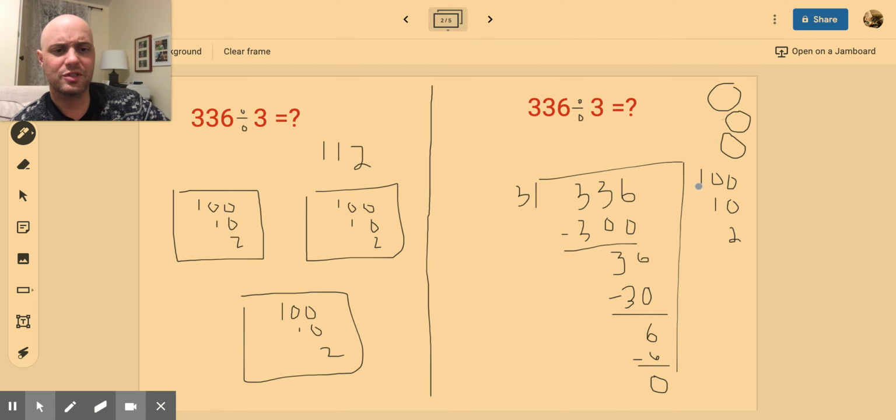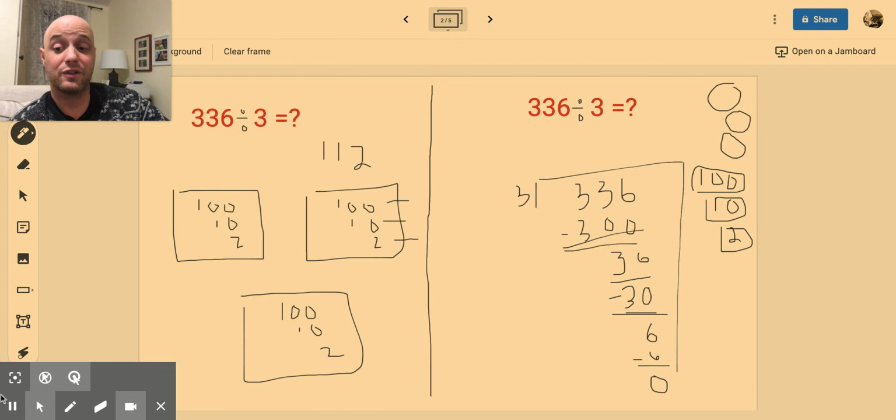It's the same strategy, but you don't have to draw the boxes, and it'll end up saving you a lot of time for future problems. This is the same thing as over here with the 100 and the 10 and the 2. But I calculated and said, okay, 100 3 times would be 300. Let me subtract that to see how much more I still have to go. 10 3 times would be 30. Let me subtract that and see how much more I still have to go. 2 3 times would be 6. And let me subtract. I have no remainder.